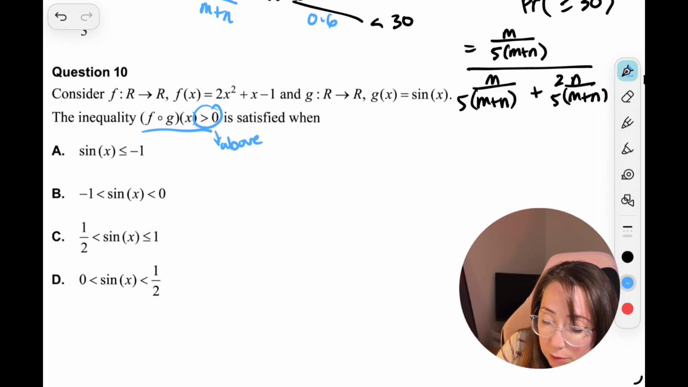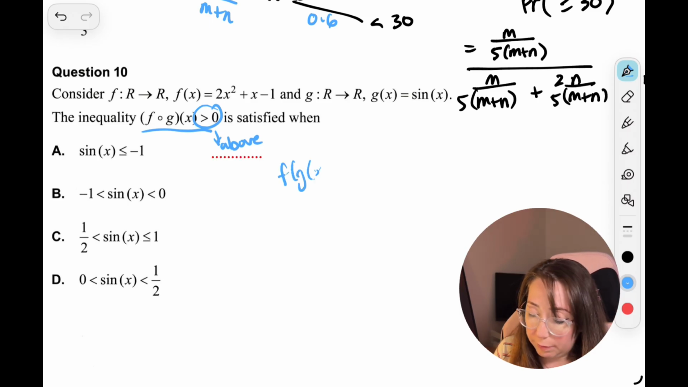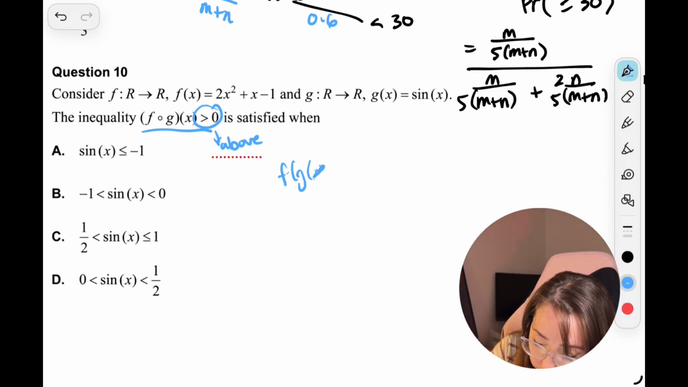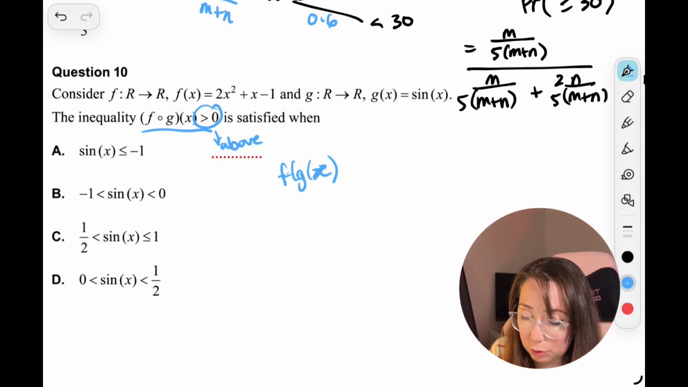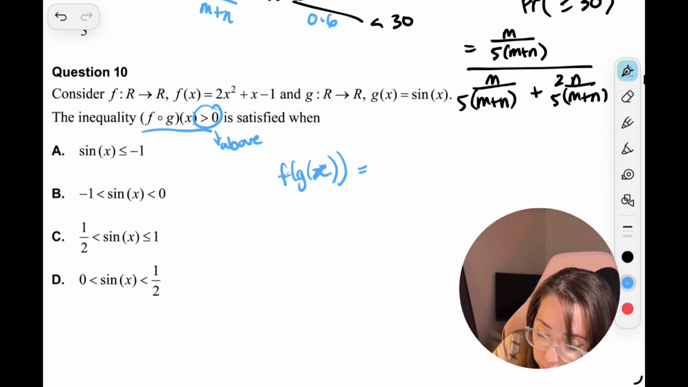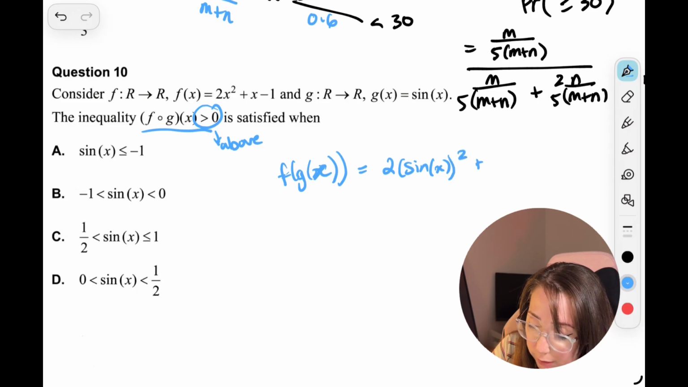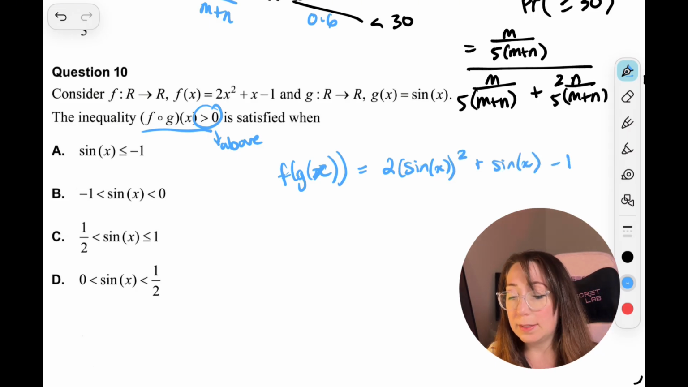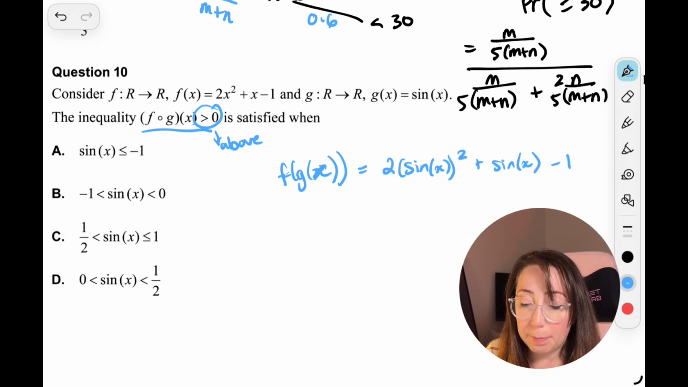So first thing I'm going to do is find out what f of g of x is. Sorry, my pen's gone a bit nuts. F of g of x is equal to, so I'm going to start writing f, and then every time I see x, I'm going to write g of x, which is sine x. So that'll be 2 sine x squared plus sine x minus 1. And I'm just saying, where is that function going to be above the x-axis?